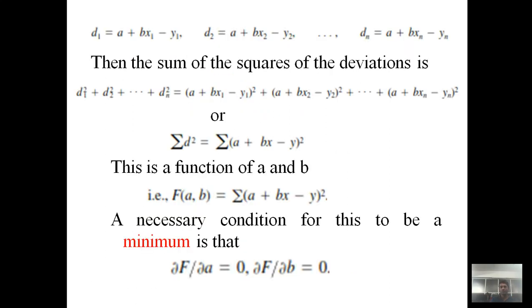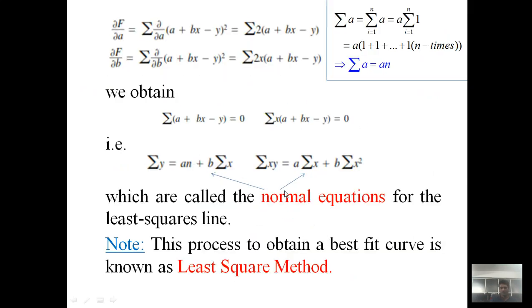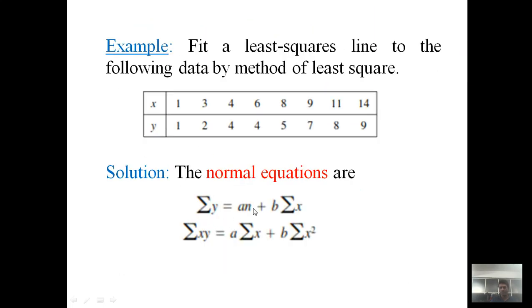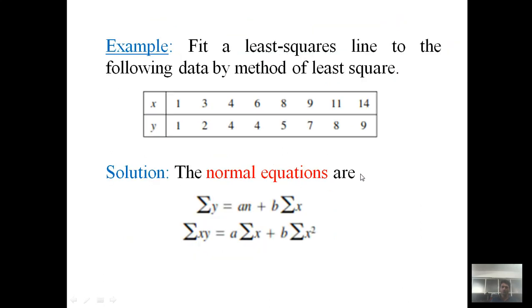But to find this line, we know that the normal equations are given by these two equations, which are standard for each and every example. So we have to write these two normal equations as they are. The sum of y is equal to an plus b into the sum of x. The second equation: the sum of xy is equal to a times the sum of x plus b into the sum of x square.